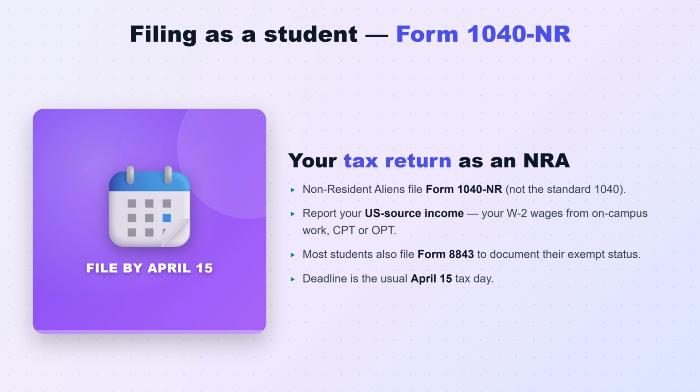So how do students actually file their taxes? Non-resident aliens file Form 1040-NR, not the standard 1040. You report your U.S. source income, which is your W-2 wages from on-campus work, CPT, or OPT. Most students also file Form 8843 to document their exempt status. And the deadline is the usual April 15th tax day, just like everyone else.